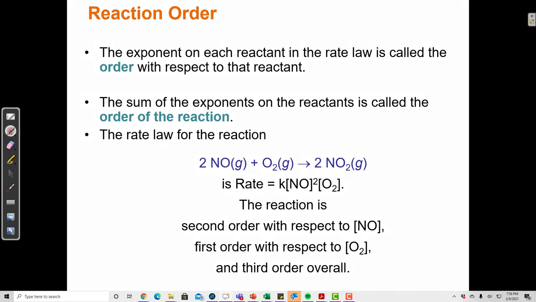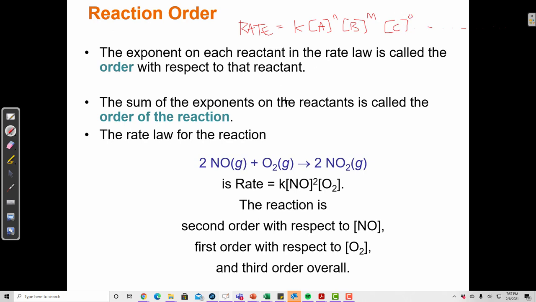If we have more than one reactant, then I can write a rate law that says the rate is equal to the rate constant times the concentration of A raised to its order times the concentration of B raised to its order times the concentration of C raised to its order, and so on. If there's lots of reactants, then we can have even more values in this equation. The exponent on each reactant, n, m, and o, is called the order. So n is the order with respect to A, m is the order with respect to B, and o is the order with respect to C.